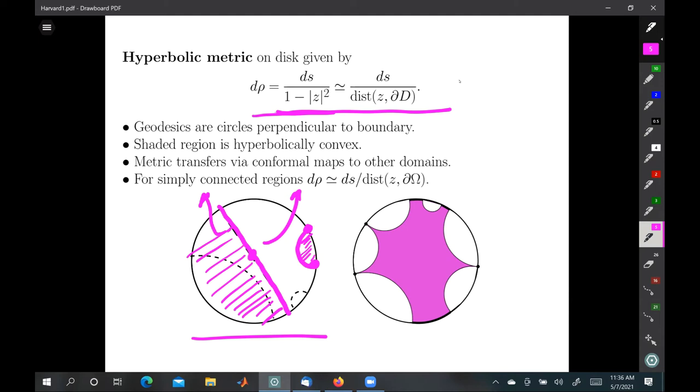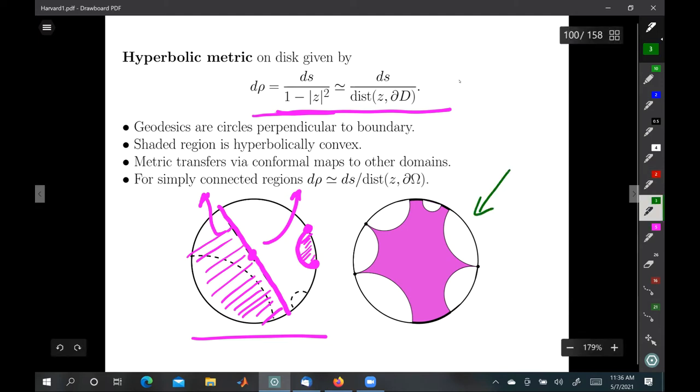And so when I look at a picture like this one on the right, I can tell this is convex. This purple region is convex. One way I could do it is by trying to check that whenever I drew geodesics in here, they always stayed in the set. But to me, it's easier to look at the complementary components.